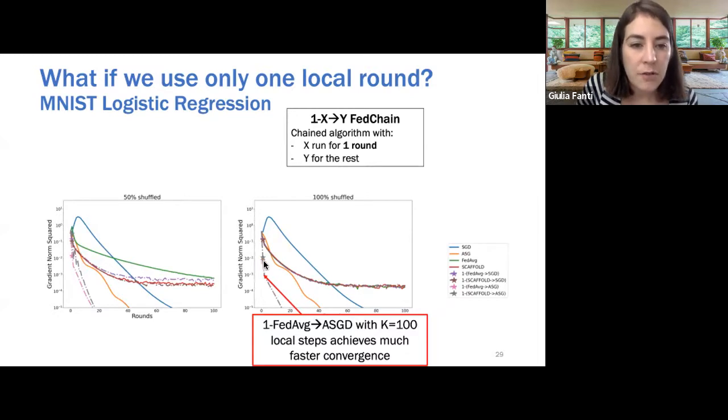And these curves with the little stars are indicating FedChain with a single round of local algorithm, and the remaining rounds are global. What we're observing is a pretty significant speed up in convergence rates by first optimizing each of the local objectives nearly to completion, and then running global algorithms for the rest of the rounds. We thought this was pretty interesting and wanted to try to understand why this is happening.